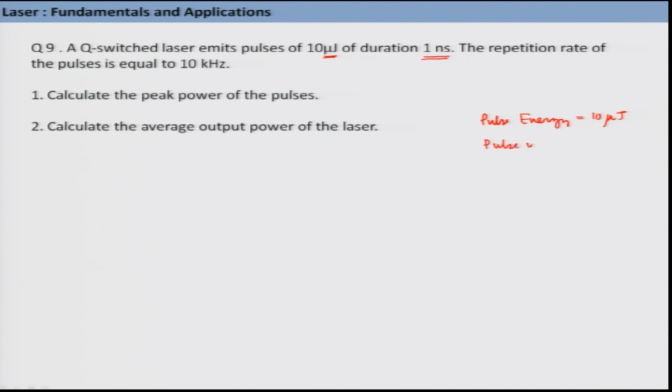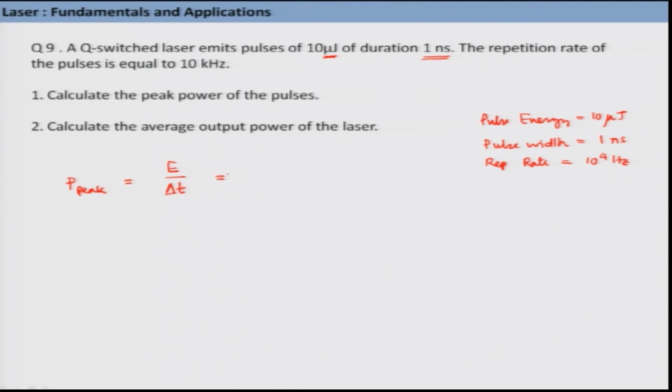So, pulse width is 1 nanosecond, and the repetition rate is equal to 10 kilohertz. So, 10 to the power 4 hertz. So, first thing we have to calculate is the peak power. Okay. So, peak power is given by the energy of a pulse divided by its pulse width. So, essentially peak power is equal to energy of a pulse divided by the pulse width.